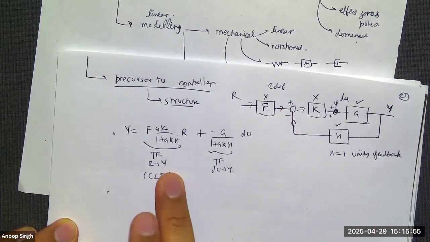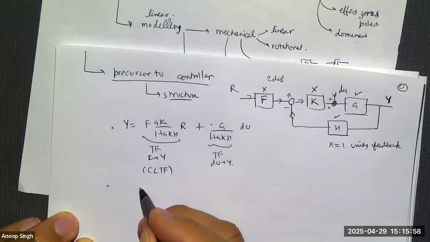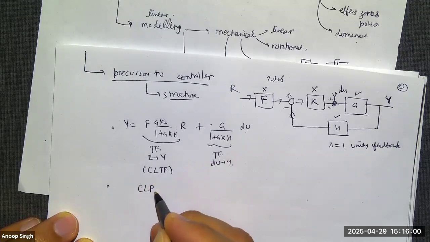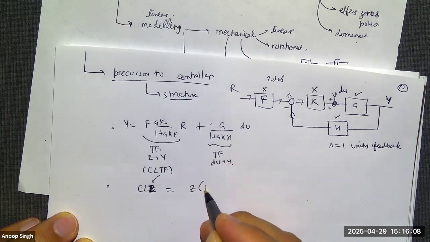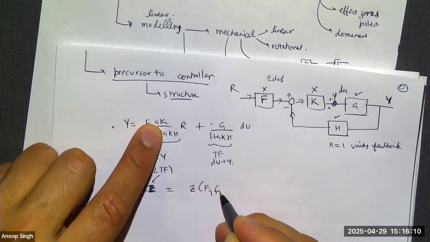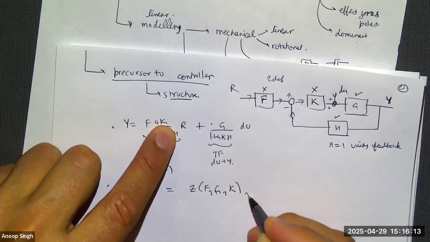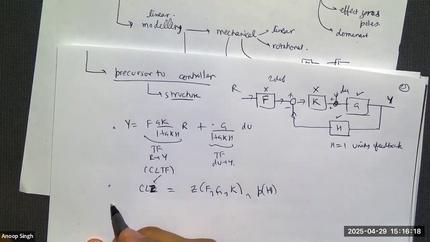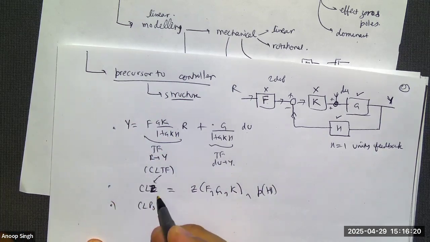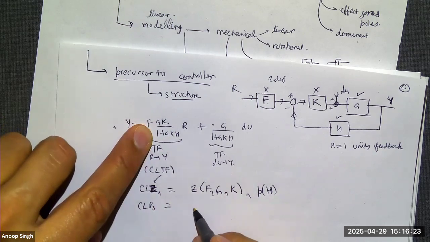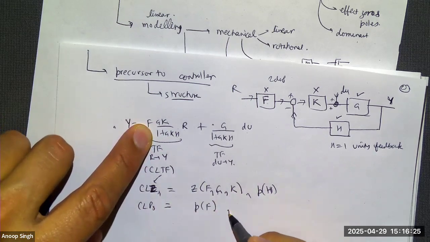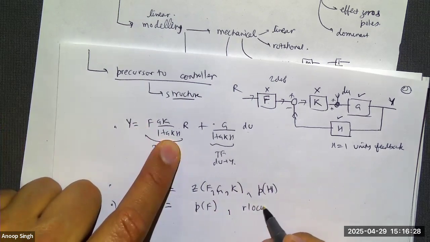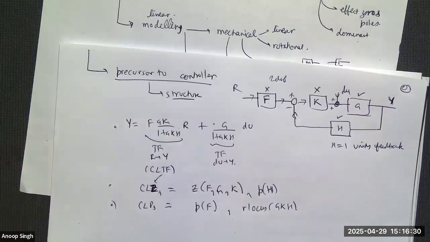And then we learned a little bit more about this closed loop transfer function. The closed loop transfer function's zeros, I'll call it CLZs, closed loop zeros of this transfer function. They were the zeros of F and G and K, but also the poles of this H part, like this. And then the closed loop poles, they were the poles of pre-filter. And then whatever the root locus of GKH gives us.